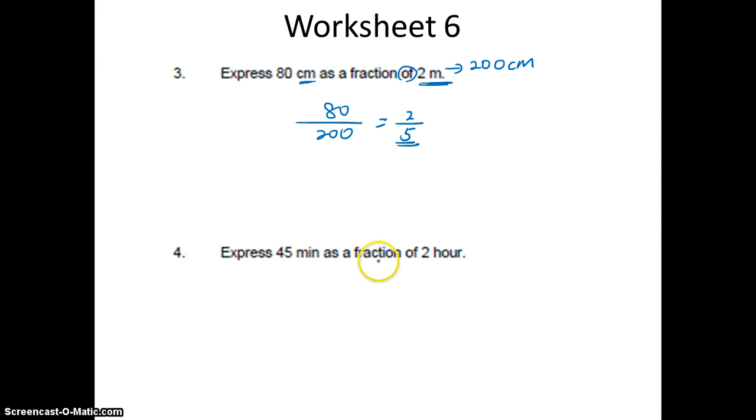Express 45 minutes as a fraction of 2 hours. I change this to minutes. 2 hours is 120 minutes. I take 45 out of 120. Answer is 3 out of 8.